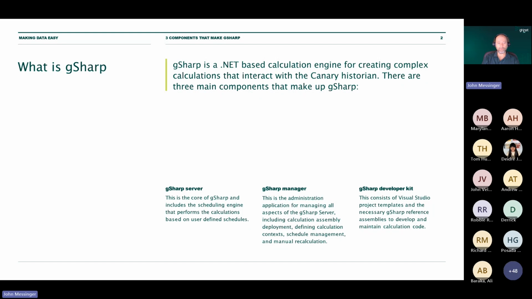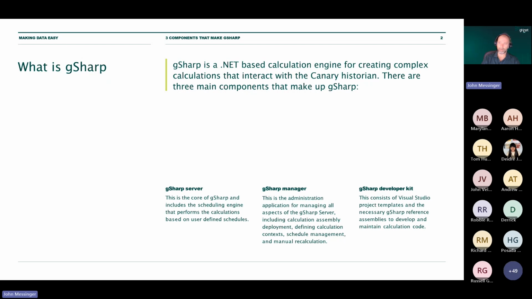There are three components to the gSharp product. The server, which is the core component, the scheduling engine that performs all calculations. The gSharp Manager is our administration tool. This is where you can manage all calculations, schedule them, add calculation contexts, do recalculation, and those types of activities. The developer kit really consists of Visual Studio templates that allow you to build your calculations, test them, debug them, ready for deployment.